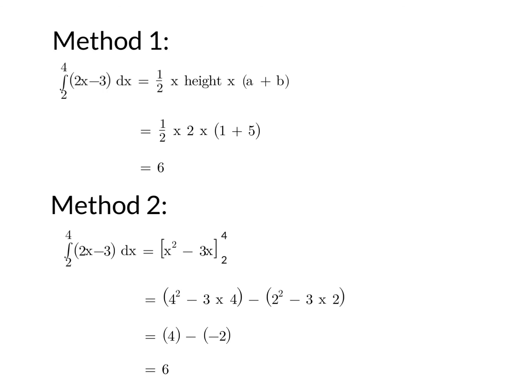If we integrate, so using the primitive, between 2 and 4, the integral of 2x is, raise your power divided by your new power, x squared. And if we integrate 3, we get 3x. Substituting in 4 minus the substitution in of 2 is 4 squared minus 3 times 4 minus 2 squared minus 3 times 2. That's 10 minus 4, which turns out to be 6.